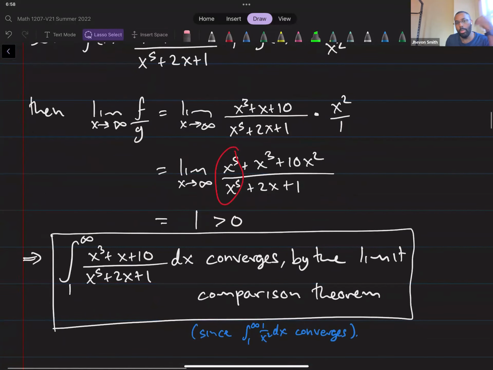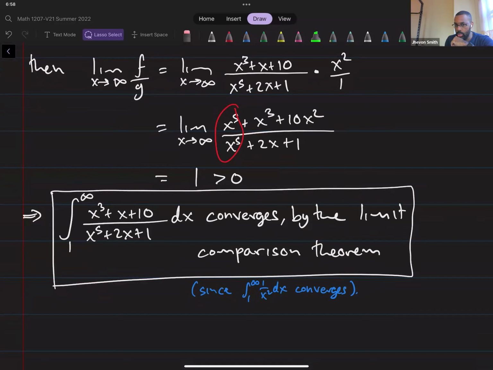So the limit comparison test will tell me that they both do the same thing. They'll either both converge or they both diverge. And I know that one converges because I have that theorem: the integral from 1 to infinity of 1 over x to the p dx converges as long as p is greater than 1. So obviously in the case of 1 over x squared, p equals 2, which is greater than 1, so it converges. And so I know that this one converges as well. So that leads us to the correct conclusion here.